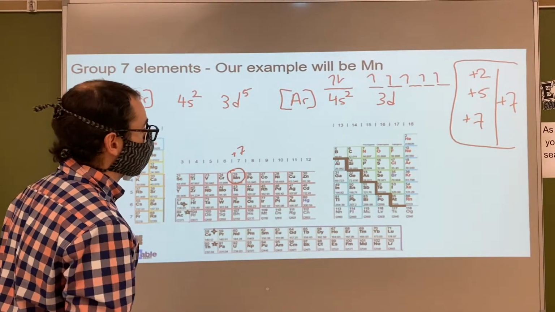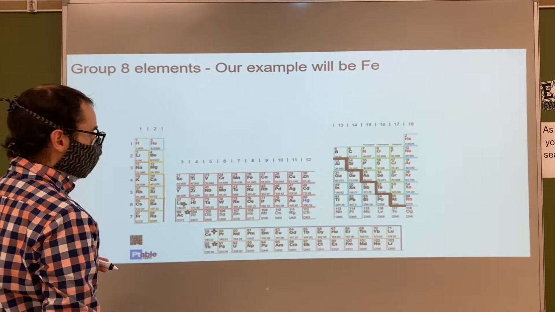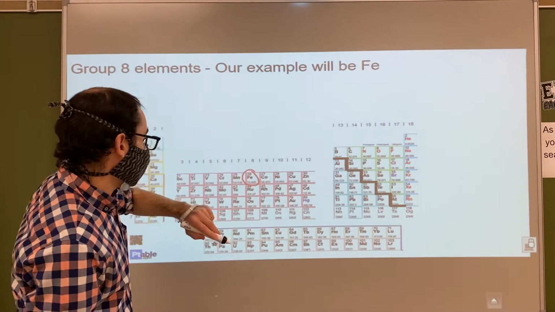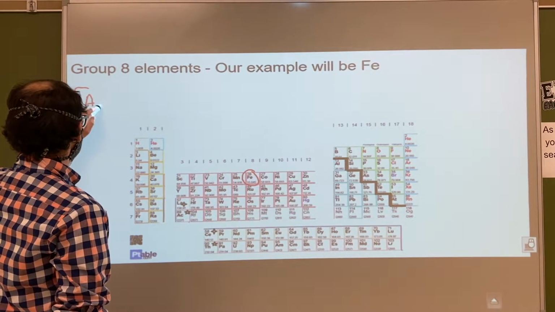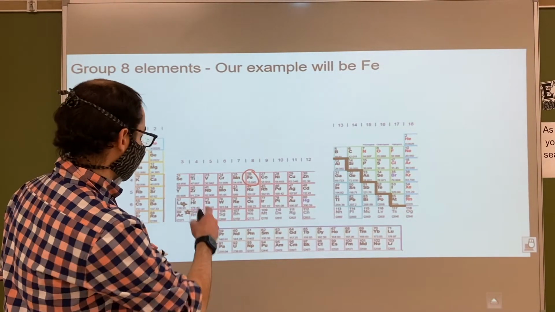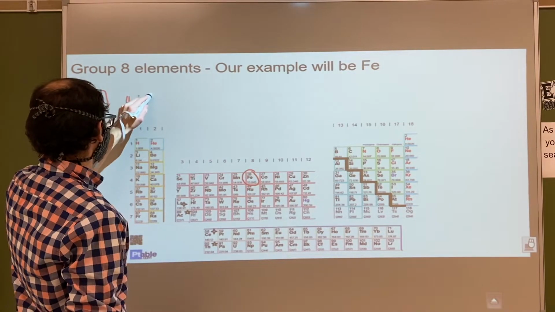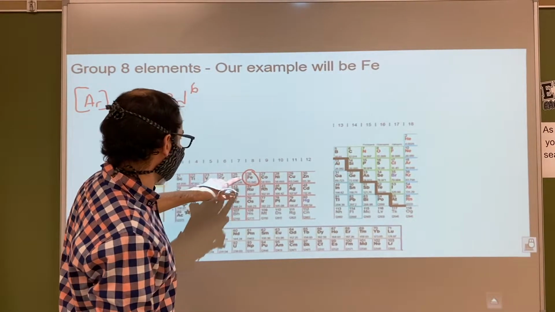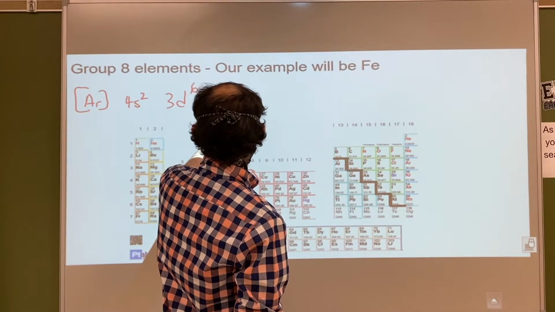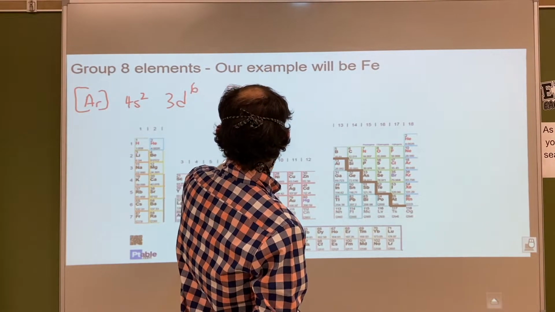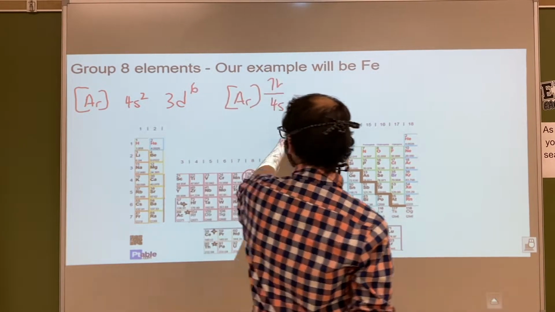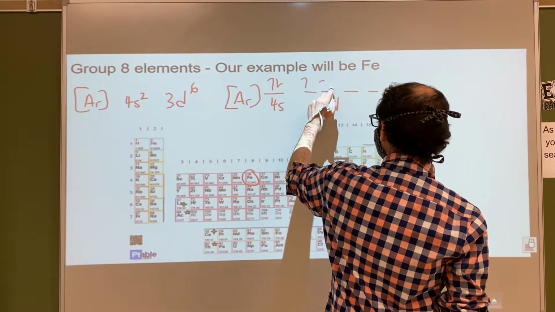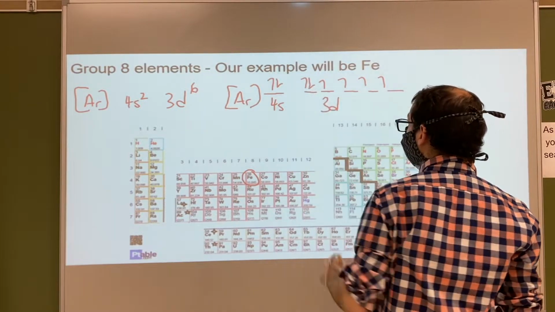So let's take a look at the next one, iron, and see how things change once you get to 26, all right, or group 8. All right, so we have argon, and with argon, we have then 4s2 still, 3d6, right? 1, 2, 3, 4, 5, 6. Argon, 4s up, down. We have 3d, 1, 2, 3, 4, 5, but then there's one more, all right?